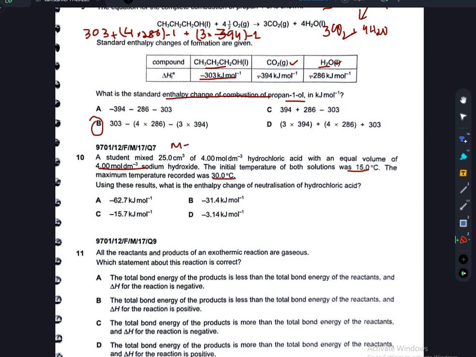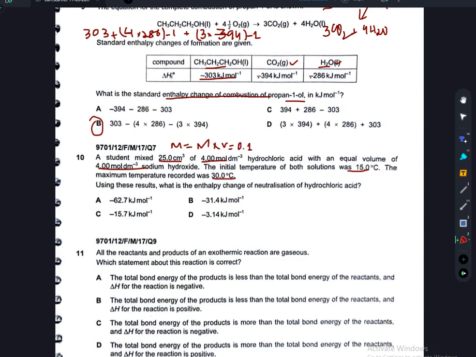I will calculate moles here. Moles is molarity, or you can say the concentration, times the volume. We have been given the molarity 4 and the volume is 25, so 25 cm³ is 0.025 decimeter cube. Always convert it to decimeter cube, and then I multiply this by 4. So this would give us 0.1.